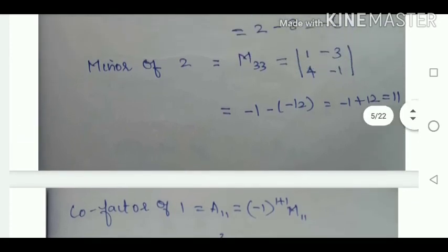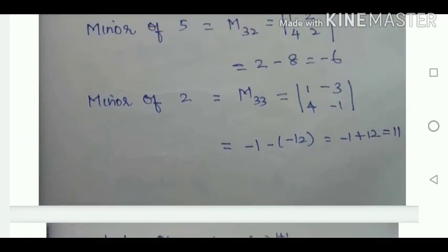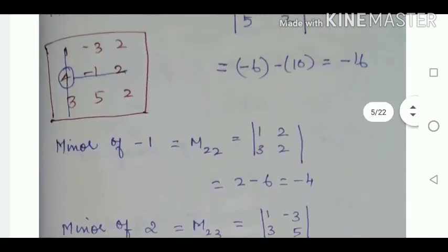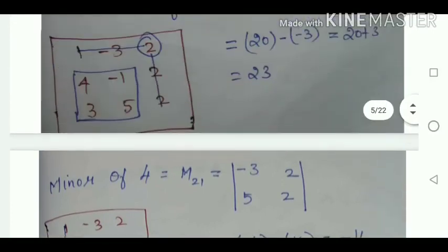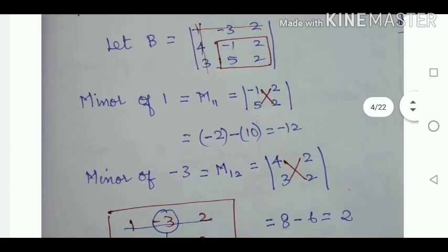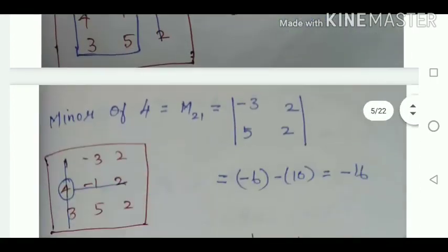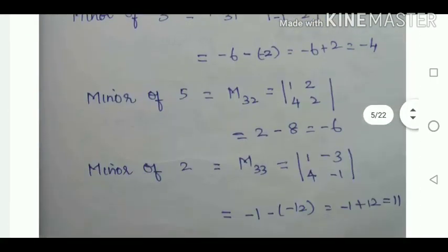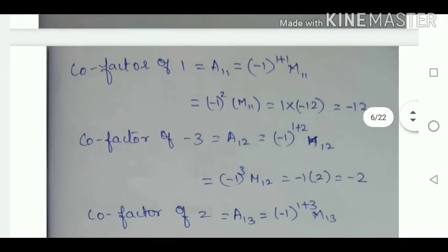For these minors, you find the cofactor by changing the sign. For example, in the first case, m11, you found the value minus 12. So for m11, 1 plus 1 is 2, and minus 1 squared is 1. 1 into minus 12, that is the cofactor. So using this minor, I am finding the cofactor of 1. Minus 1 squared into m11, which is minus 12. Therefore 1 into minus 12, I am getting minus 12.